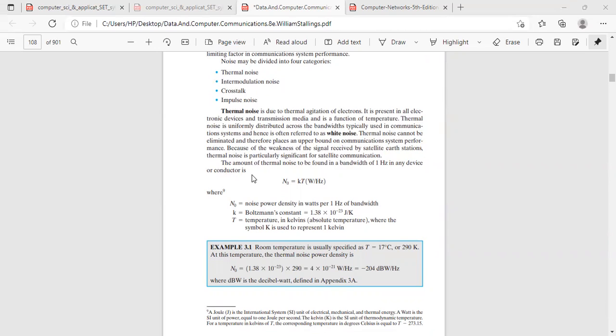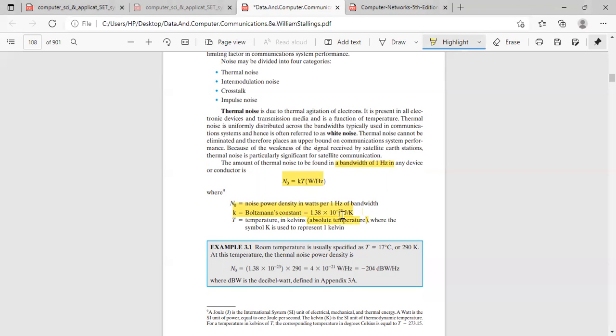You may expect problems like computing the thermal noise with a bandwidth of 1 hertz in any device or conductor. Here the bandwidth is constant, which means the bandwidth is always 1 hertz. At that time, you can use the formula N naught, the thermal noise, is equal to K into T watts per hertz, where K is the Boltzmann constant and its value is 1.38 into 10 power minus 23 joules per Kelvin.